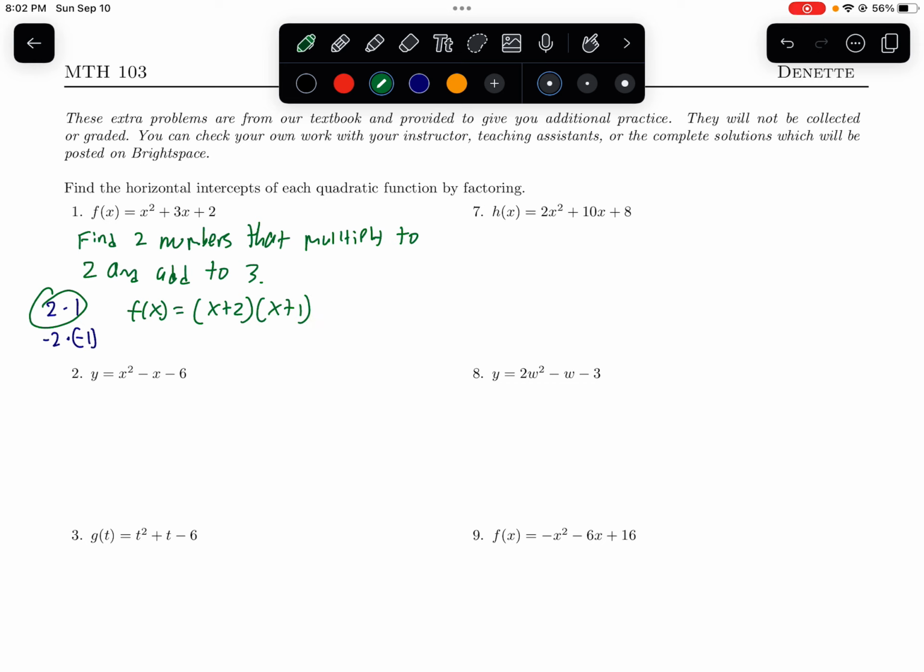And if we set this to 0, so this is just the factoring. This is where factoring ends. But if we want to find the horizontal intercepts, we would set the function to 0. And now either x plus 2 is 0 or x plus 1 is 0, right? Because of the zero product property, one of those has to be true, or both. And so we'll say that then x would equal -2 and x equals -1 would be your horizontal intercepts.